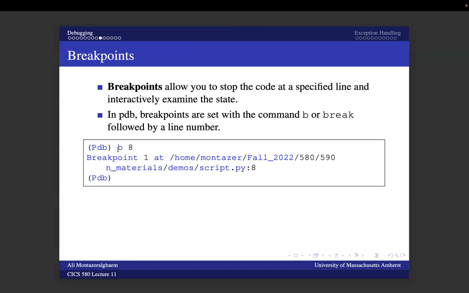So, for example, we have a command here, b, and then the line where we want to have the breakpoint, which is 8. And this is the output of this command: breakpoint 1 at this script, and then the line where we want to stop.